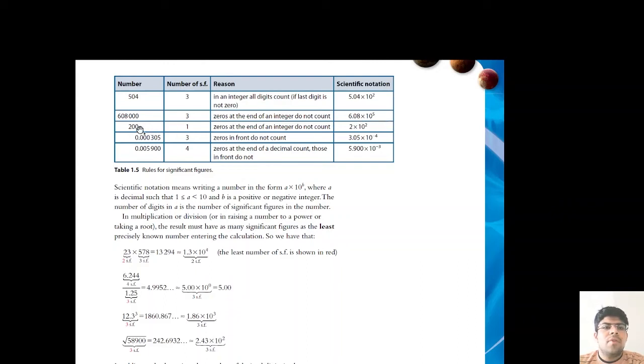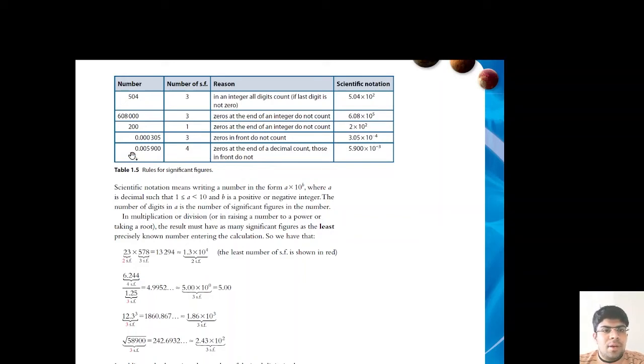And then we have another number, 200, which has one significant figure because the zeros at the end do not count. Zeros at the end of an integer do not count, that's the reason. And the scientific notation is 2 times 10 raised to power 2. And here comes our next number, 0.000305. Okay, so the number of significant figures would be 3 because zeros in the front do not count. And the scientific notation we can also write in this form, 3.05 times 10 to the power minus 4.